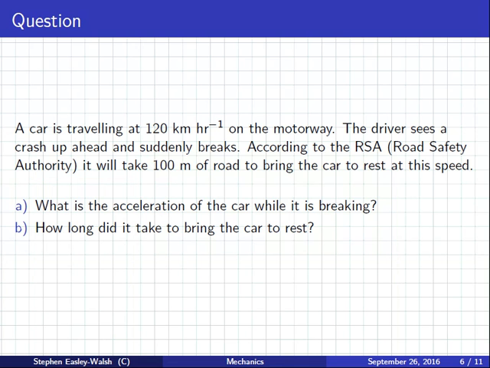So we have a car travelling at 120 kilometers per hour on the motorway. The driver sees a crash up ahead and suddenly brakes. That brake is spelled wrong, isn't it? Yeah, he doesn't break. According to the RSA, it takes 100 meters to bring the car to rest. So, what's the acceleration of the car while it's braking?